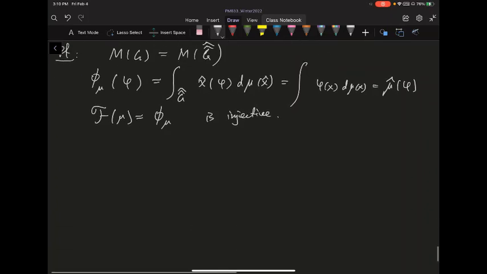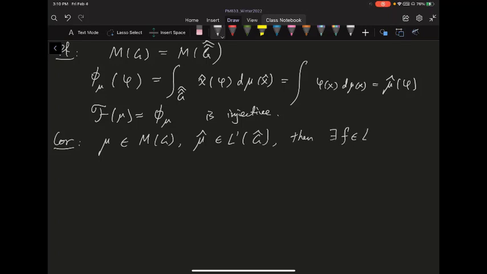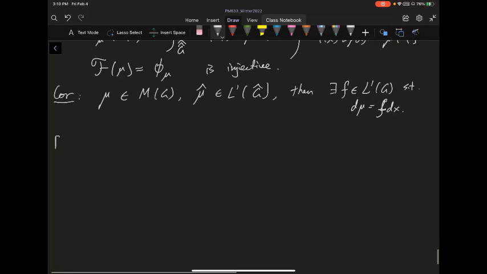All right, and as another corollary, we have that if I have mu inside M of G, and suppose mu hat is inside L1 of G hat, then this mu has to come from some L1 function. So there exists some f inside L1 of G so that d mu equals f times dx, where dx is the Haar measure. So as long as your Fourier transform is an L1 function, then it has to come from the Fourier transform of some L1 function, in fact. Okay. So let's prove this fact.